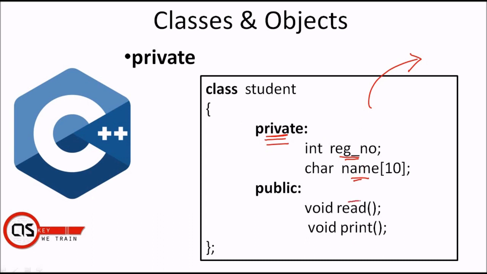itself. So read is a function which can access the register number, and print is a function which can access your register number, because these are written within the class itself. If your register number and the name have to be accessed outside the class, it is not possible. It leads to an error.